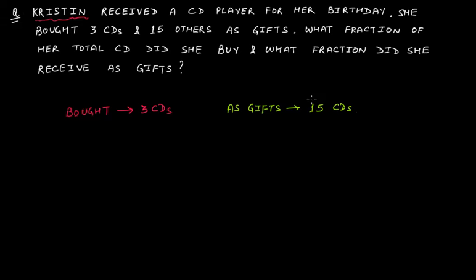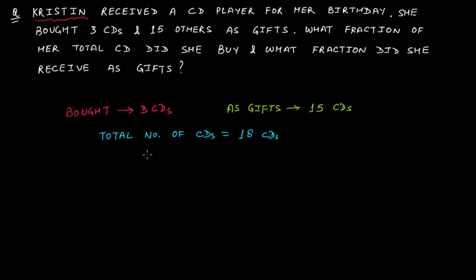So she has 15 plus 3, 18 CDs. So the total number of CDs is equal to 18 CDs. What fraction of her total CDs did she buy? Since she bought 3 CDs, and she has 18 CDs in total, out of those 18 CDs, 3 have been bought.